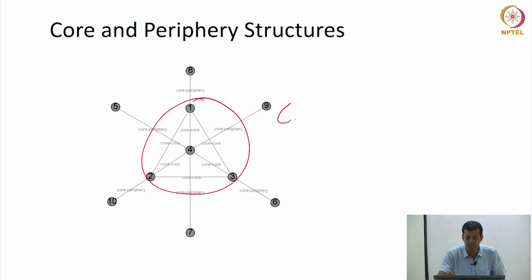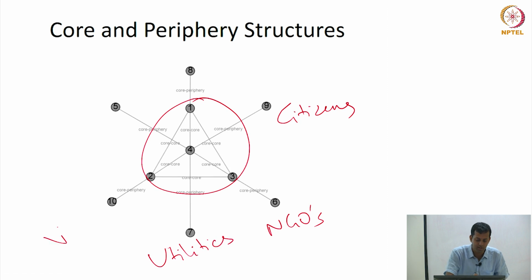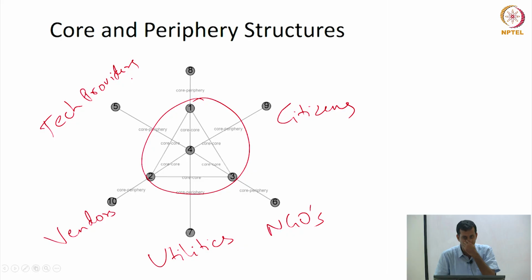So these could be citizens, these could be NGOs, right? These could be utilities, these could be vendors, technology providers. All of them are stakeholders, right? They all have an interest in the project, but they all have different interests, and they're all connected to different people. Citizens might be connected to the government, right? Technology providers might be connected to the contractors, technology providers and vendors, right? And so on and so forth, okay?